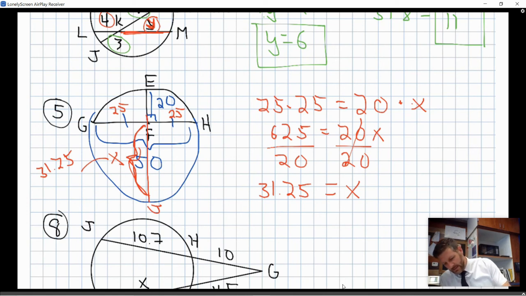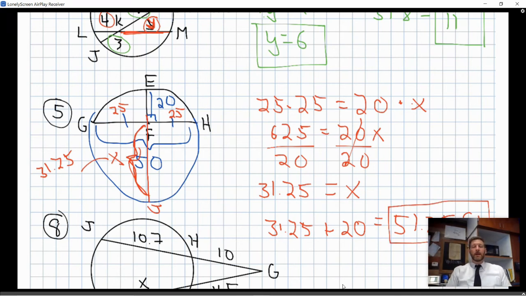So I have to go back and say, okay, so that would be 31.25 plus EF right here, which is 20. And so the entire diameter would be 51.25, and we're dealing with feet. So let's not have any naked numbers. Let's put our units on.